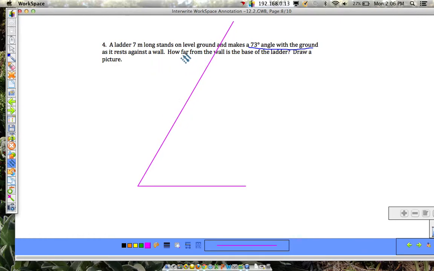Okay, and it says, how far from the wall is the base of the ladder? So we know our ladder is 7 meters long. There's our ladder. So we need a wall. The ladder is leaning against the wall. We've got a right angle. Walls are generally perpendicular to the ground. So that means how far from the wall is the base of the ladder? That means this length right here. We want to find this length. Let's call that X. And we know this is 73 degrees.